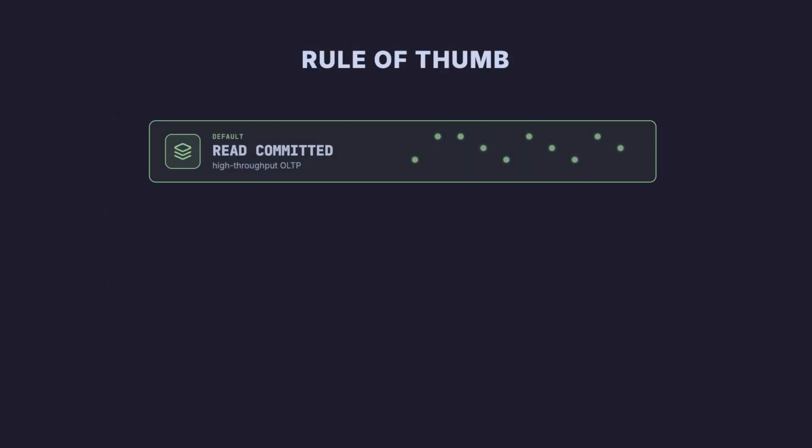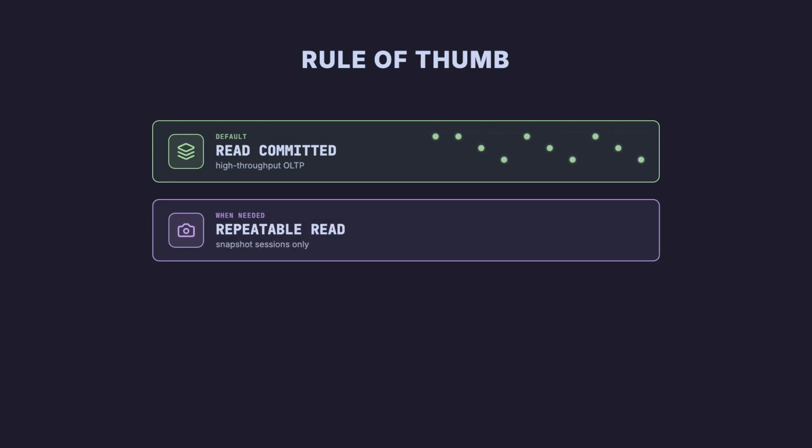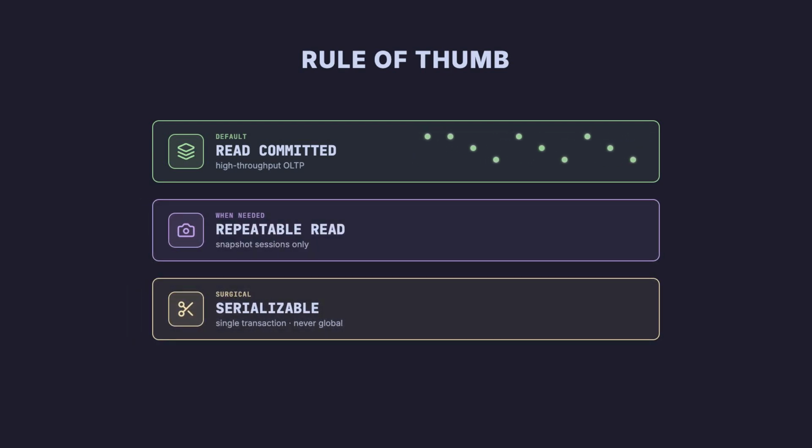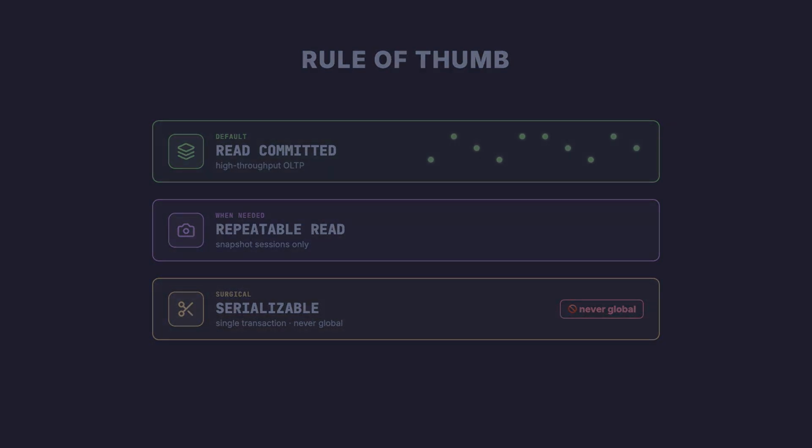The rule of thumb I follow: default to read committed for high-throughput OLTP. Switch to repeatable read only for specific sessions that require snapshot-based consistency over a multi-statement transaction, and never turn on serializable globally. Use it with surgical precision for single transactions.